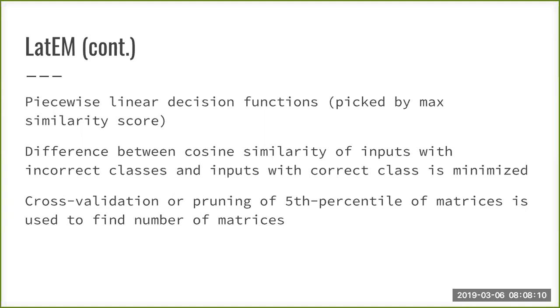And to figure out the number of these matrices that they train, they either do cross validation with a lot of different numbers of these matrices and then pick the best one, or they would train a lot of those and then just throw away the matrices that are not really getting used quite often.